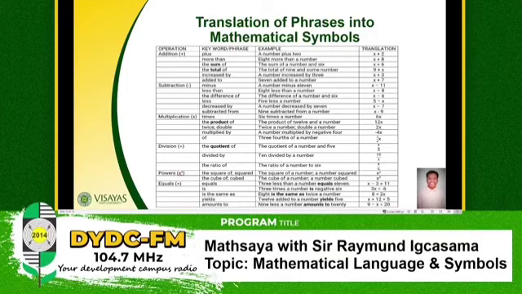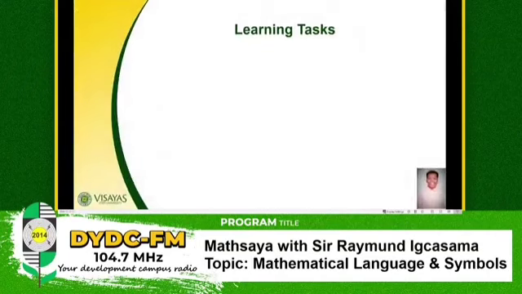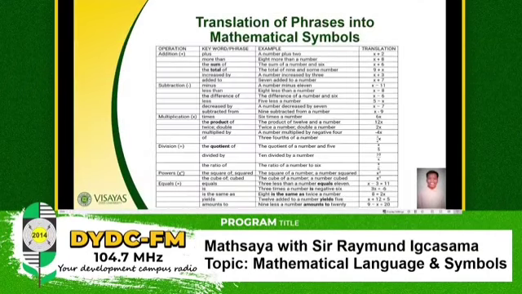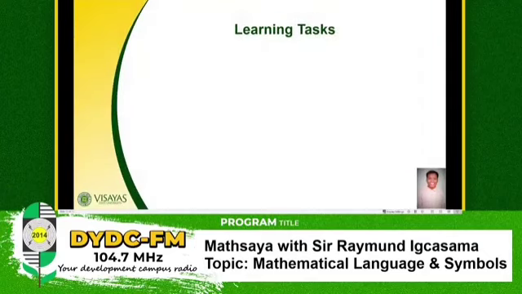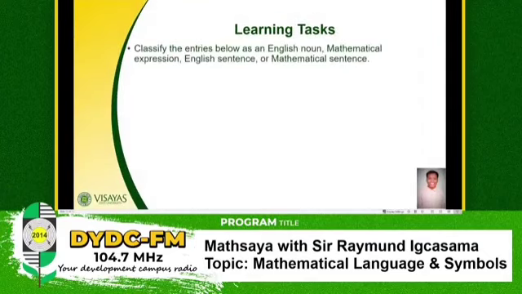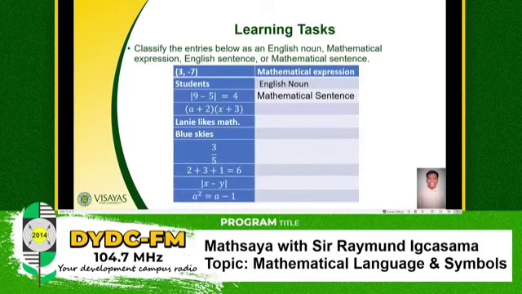We have here other examples in our learning task. We have 10 items there. Classify the entries below as an English noun, mathematical expression, English sentence, or mathematical sentence. For number one, 3 and -7, this is only a mathematical expression. Now, I'll give you a hint. If you see an equal symbol, then it is a sentence.